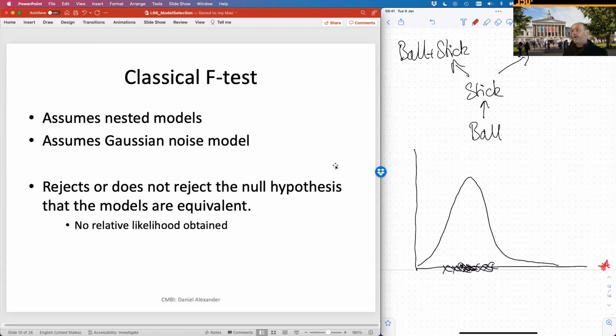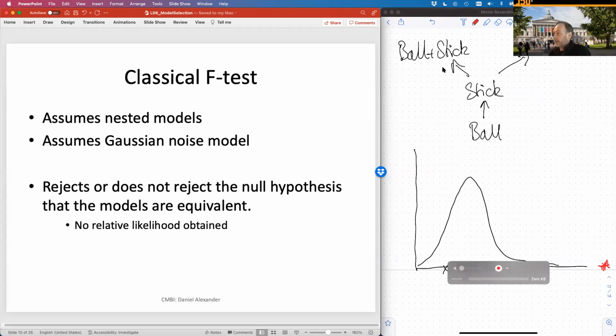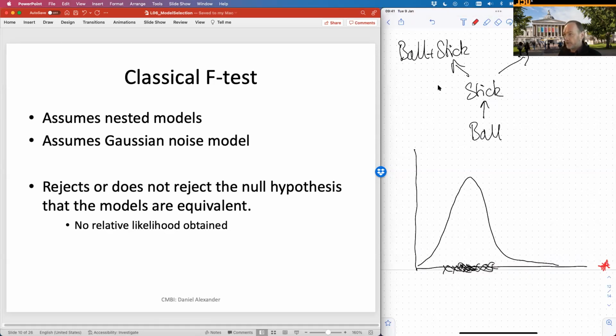Just to wrap up then on the F test. It's very useful and effective when it's appropriate, but it does require that we have nested models, and is not appropriate in situations where we don't. For example, if we wanted to compare the ball and stick model to the diffusion tensor, we can't do it. It also makes the assumption of Gaussian noise, and you should bear that in mind if you're applying the F test.